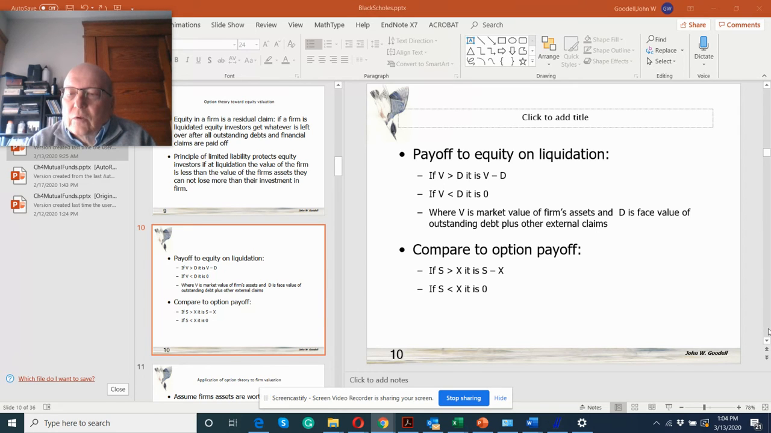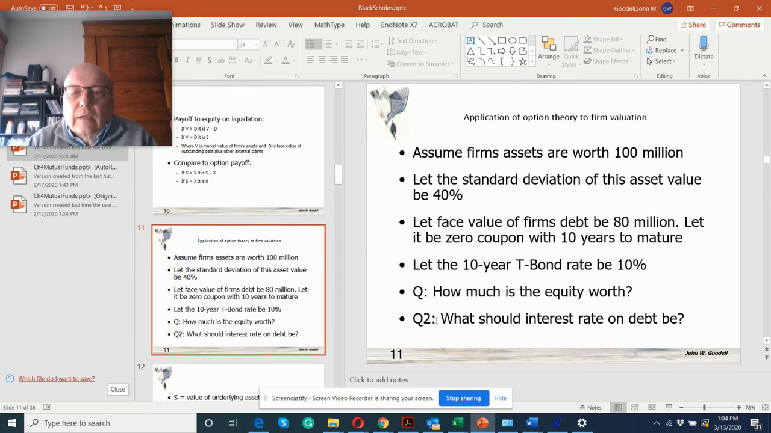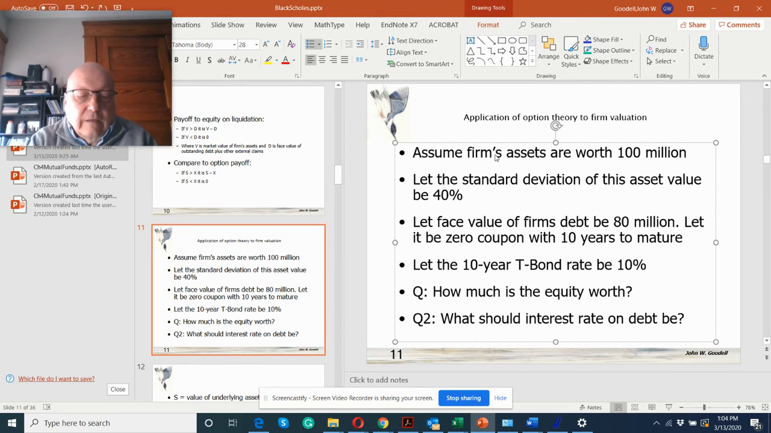And it might not be the most appropriate tool for most companies, but it might be quite an appropriate tool for some companies. Let's start off with an example, right? Let's say, I should correct that, a firm's assets are worth 100 million, and the standard deviation of this asset value is 40%.